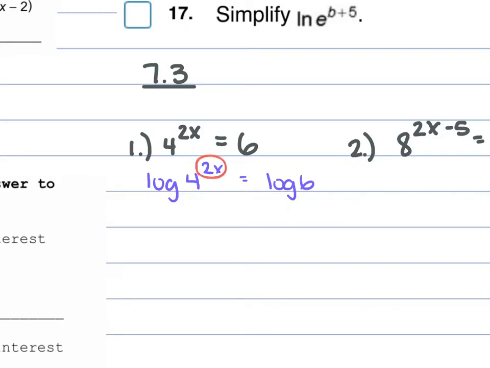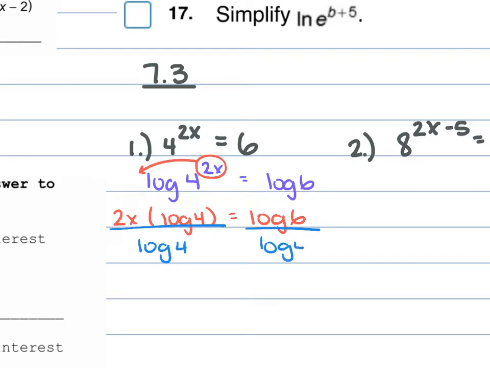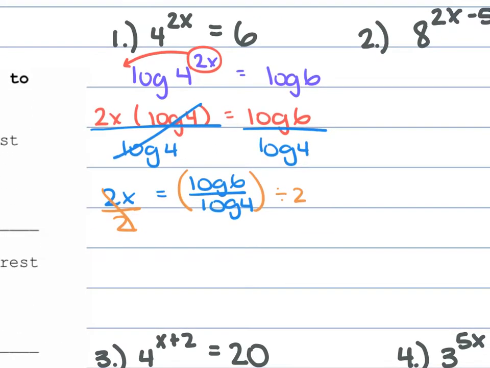So this 2x has to go out front, so we're going to have 2x times log 4 is equal to log 6. From here, we're going to divide each side by that log 4. So we're going to have 2x is equal to log 6 divided by log 4. From here, we are going to divide each side by 2. So we're going to put this in parentheses, and in our calculator, we are going to do log 6 divided by log 4.